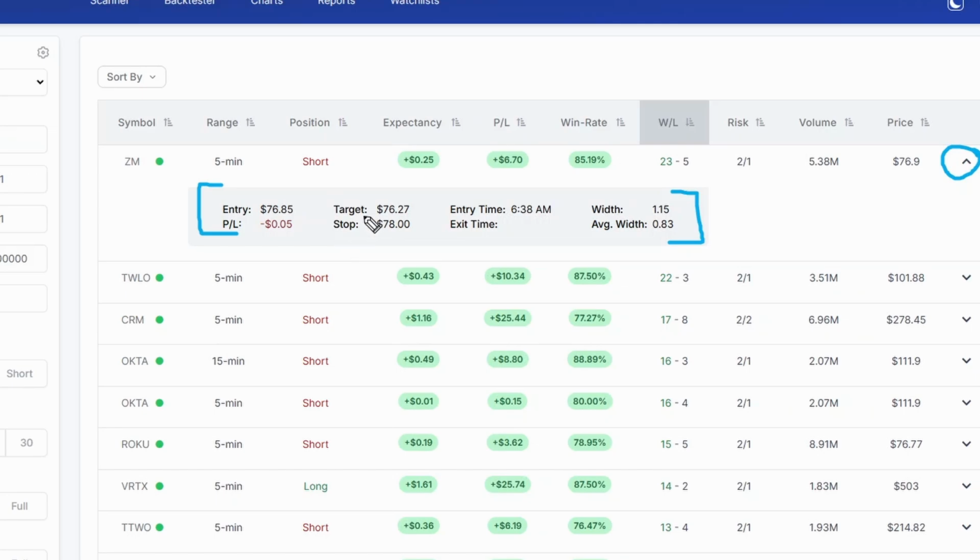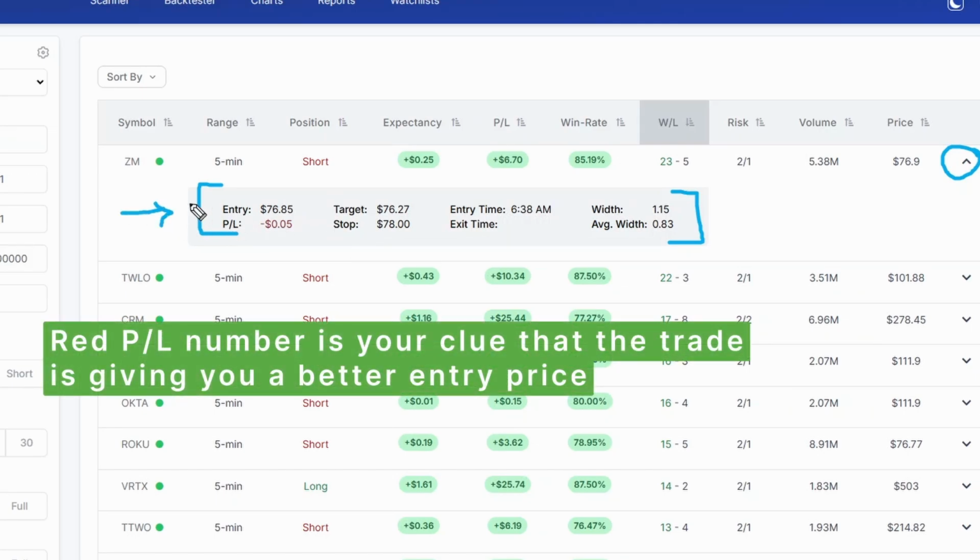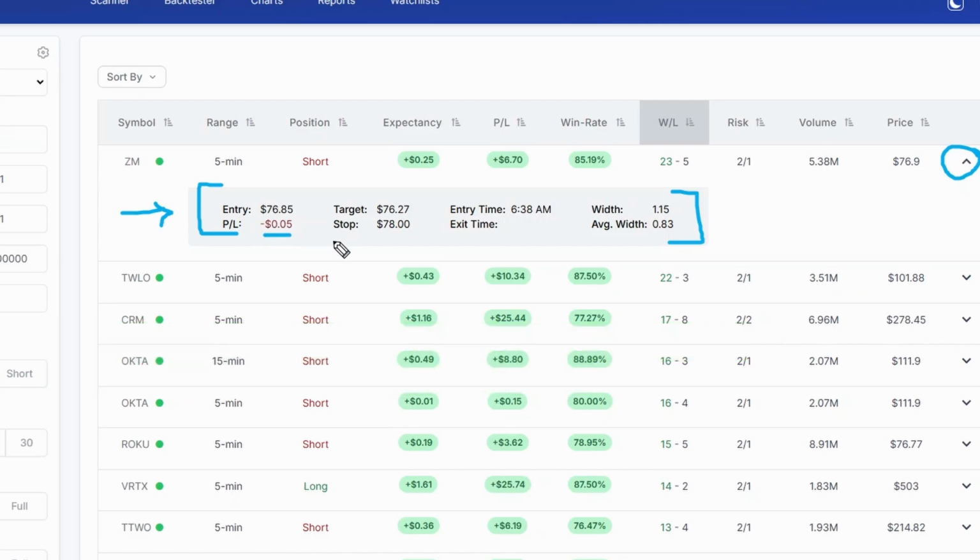And here's what I like to pay attention to. I first pay attention to the P&L, especially if you're in the latter half of the day. I look for places where this P&L is actually negative. It being negative tells me that I'm getting an entry price that's better than what the entry was when the trade actually triggered. So at 6:38, 76.85 is what you had to use to enter this breakout. Right now I'm getting an entry price that's about 5 cents better, so 76.80.